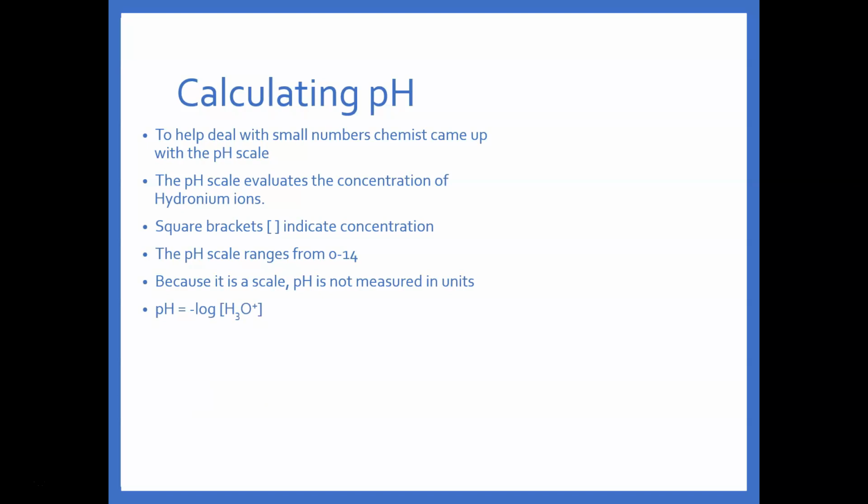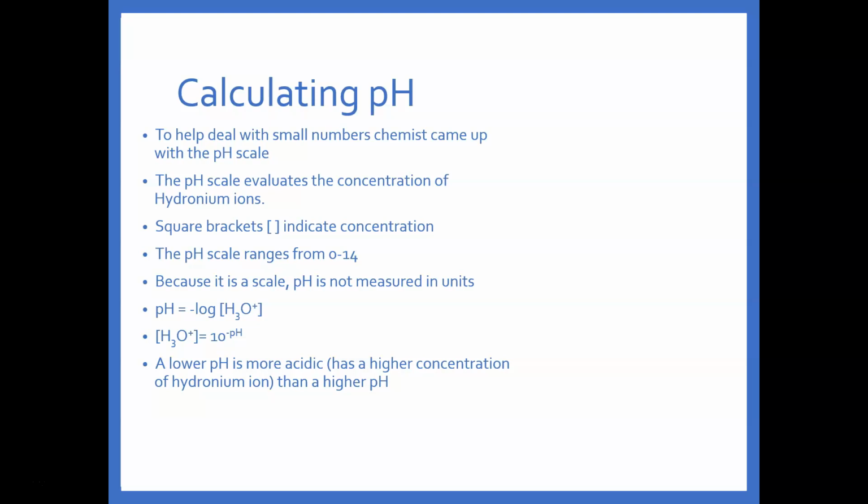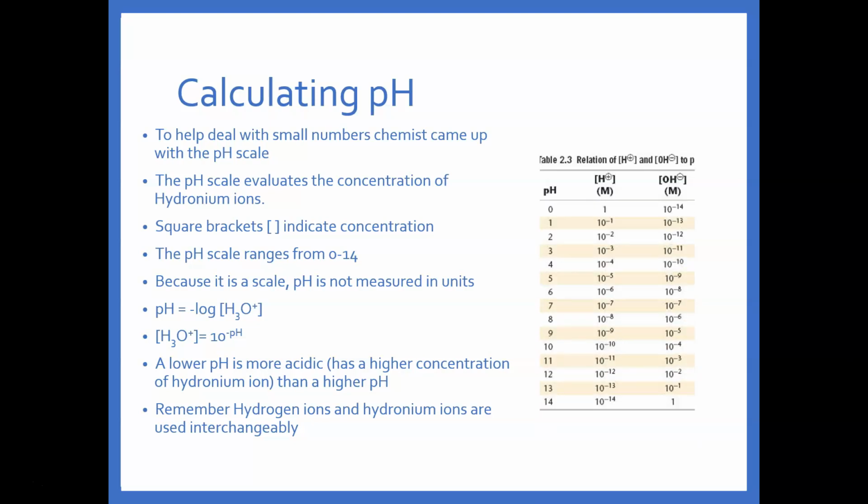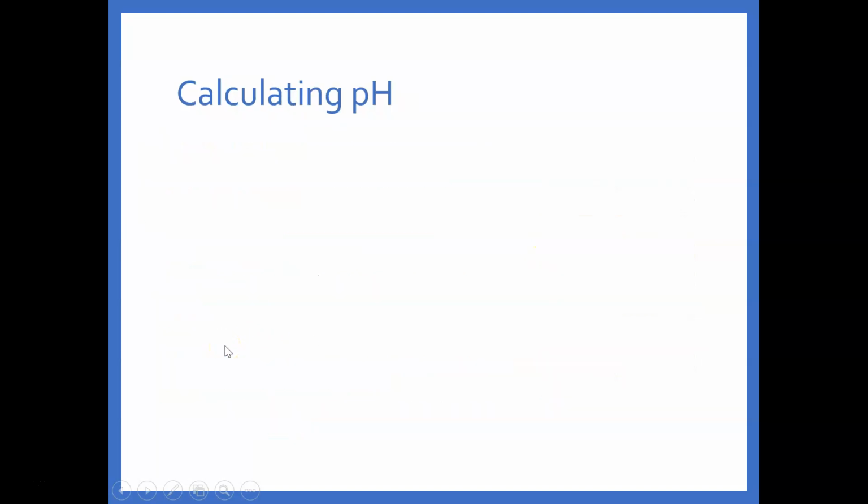So to calculate pH, we use the negative log of the hydronium ion concentration. We can also calculate the hydronium ion concentration by doing 10 to the negative pH. A lower pH value, as you already know, is more acidic, which means it has a higher concentration of hydronium ions than a higher pH. Remember, hydrogen ions and hydronium ions can be used interchangeably. And here is just a diagram of the pH scale for you, showing you that pH 2 is 10 to the negative 2, just like we talked about over here.